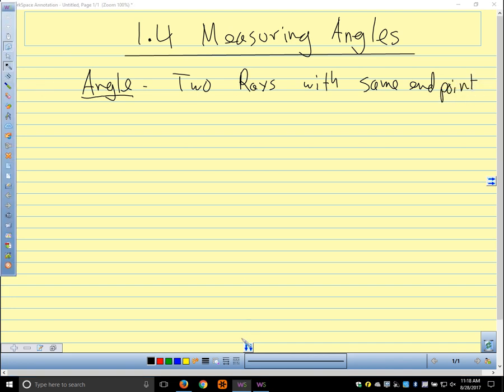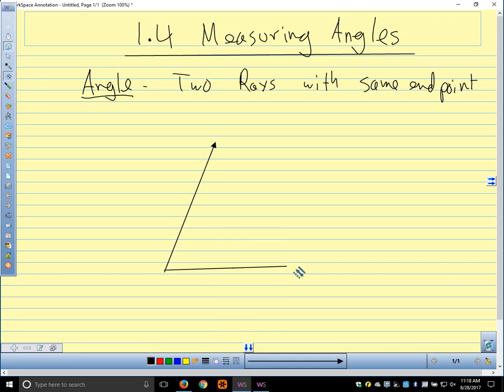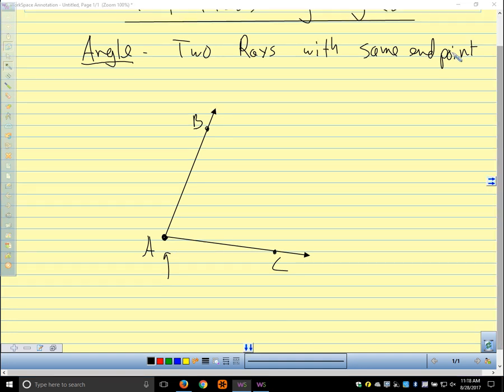So if I draw a picture of an angle the way we think of an angle, here are my two rays, and here's my endpoint that's the same. I'll call that point A. We'll say this ray goes through point B, and this ray goes through point C. What did we call this point? Point A, the point that they share, is the vertex.